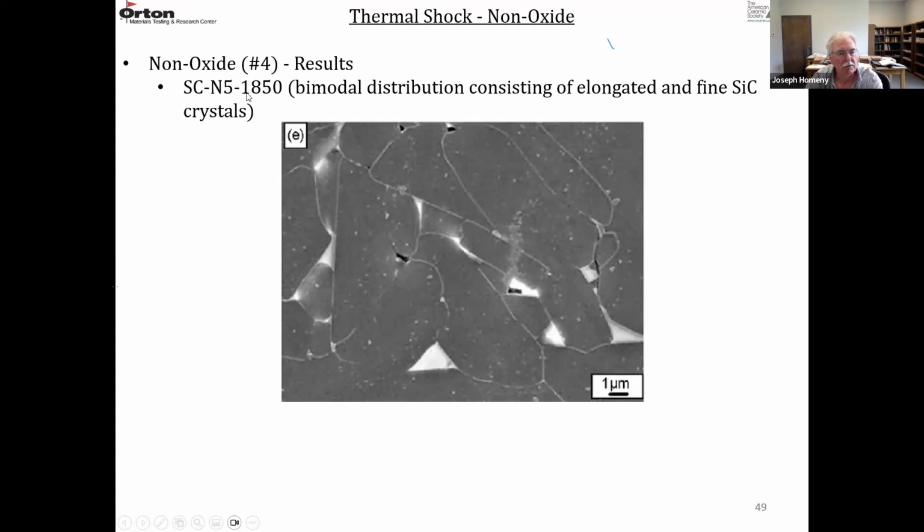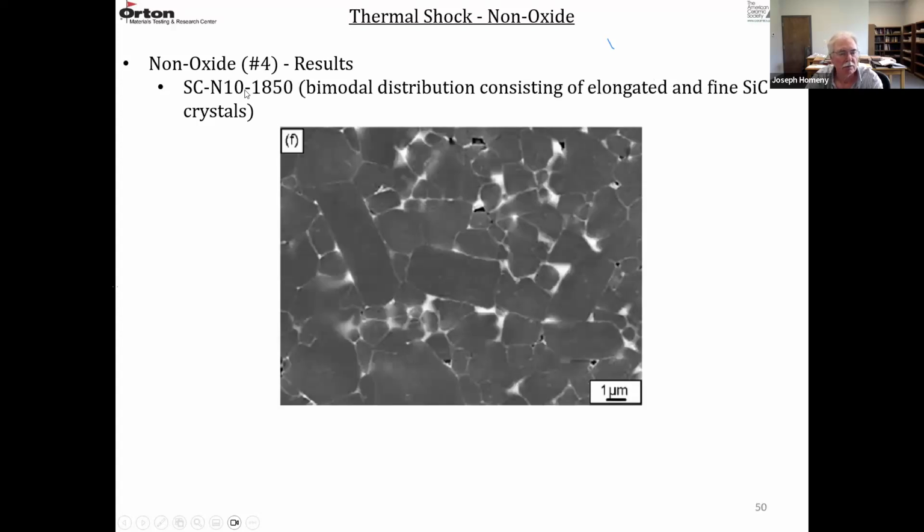5% silicon nitride, 1850 degrees C. Again, you have these elongated crystals, and then some of the equiaxed crystals. And then the one with 10% silicon nitride, again heat treated at 1850 degrees C. You still have the bimodal distribution, elongated and fine silicon carbide crystals. You see some of the finer crystals and then the elongated crystals. So the heat treating at 1850 completely changed the microstructure.